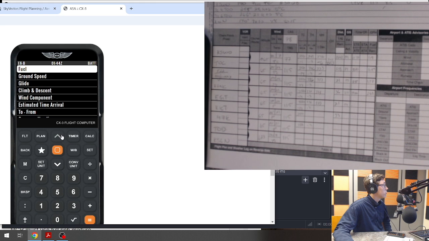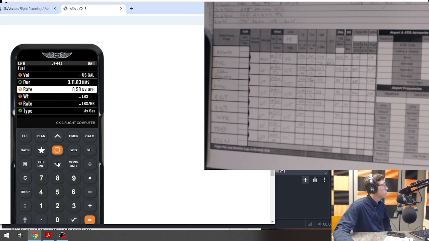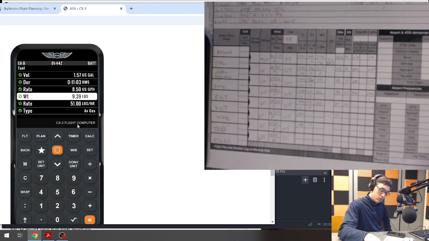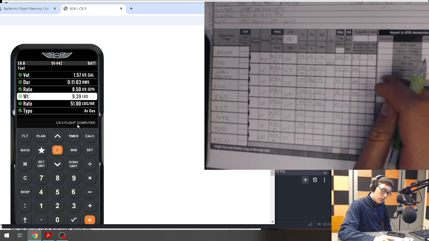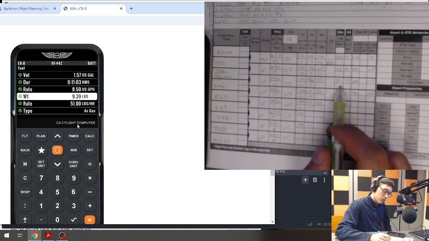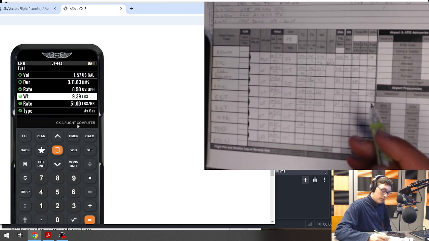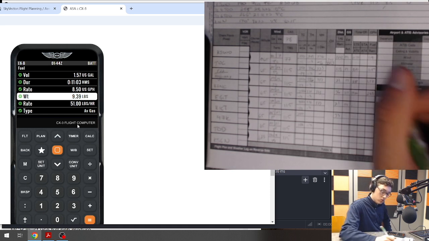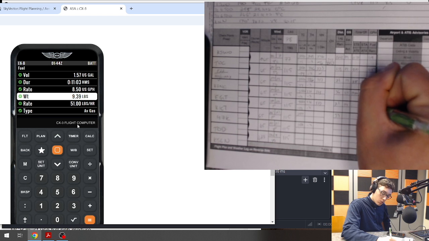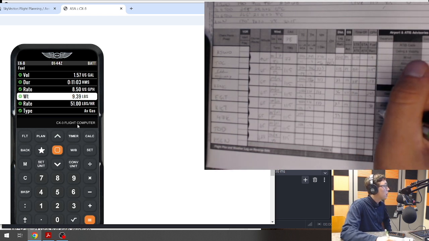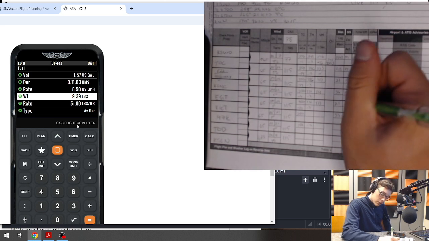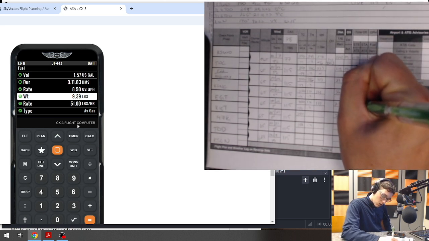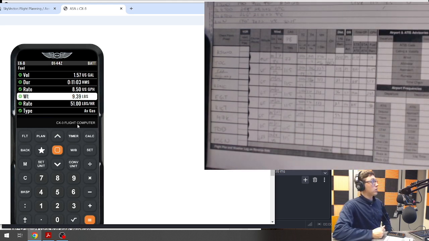We'll go up to fuel. Find a rate of 8.5. 1.57 gallons. The reason why it's the same thing above is because I'm doing the same distance, but also speed stayed the same, true course stayed the same, everything else stayed the same. So, same values. 1.57 gallons, 11 minutes, 15 seconds.